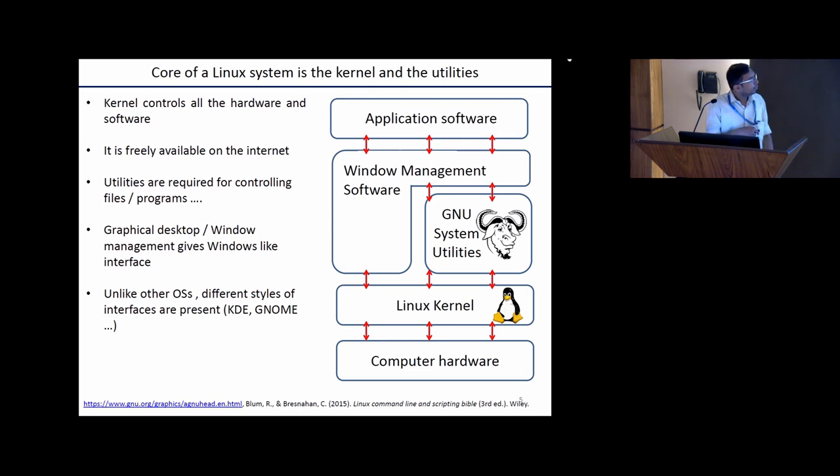So here is an image which explains what the kernel does and how the operating system is organized. So the Linux kernel sits here. It actually talks directly to the computer hardware, whichever computer you are using, and on top of that is this group of utilities called GNU system utilities, which usually people interact with. And so these two actually made the first operating system.